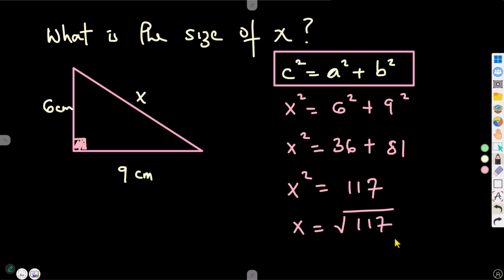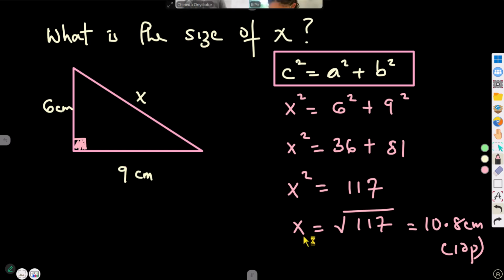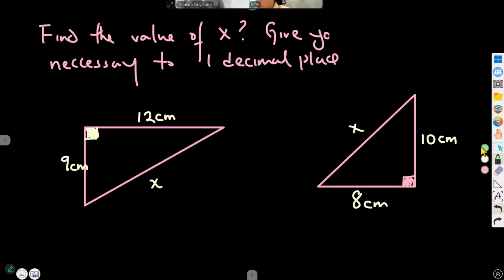Now, if you work this out, this definitely will give you a decimal number. What did you get on your calculator? You got 10 point what? Okay. All right. So if you round this to one decimal place, that will be what? Centimeters. And that's correct to one decimal place.